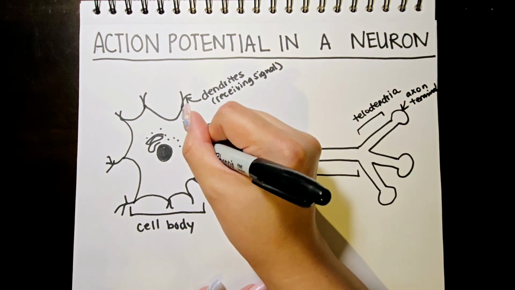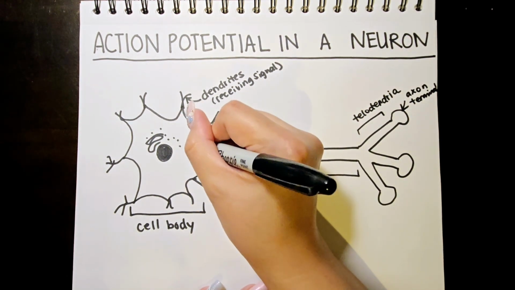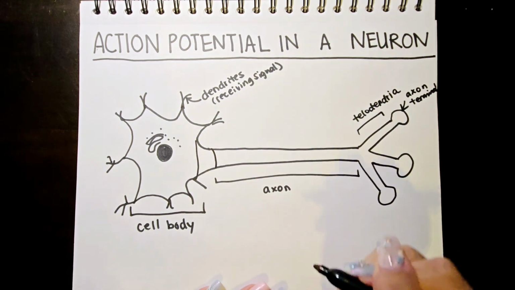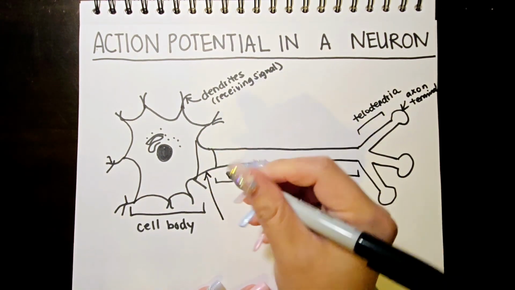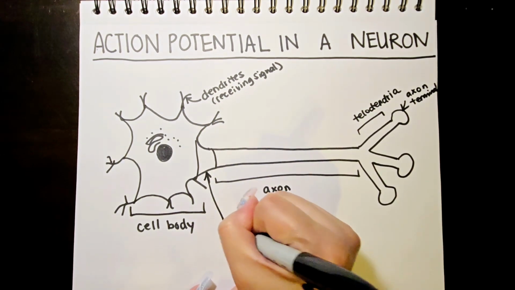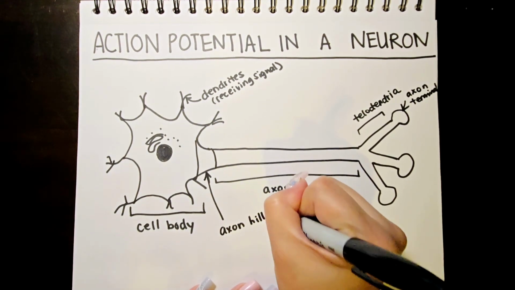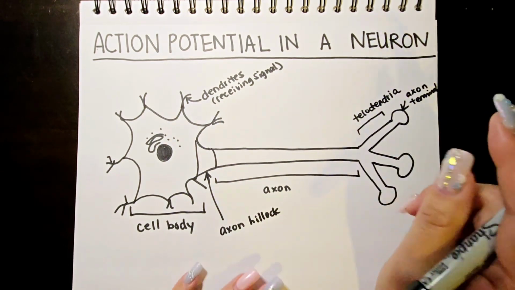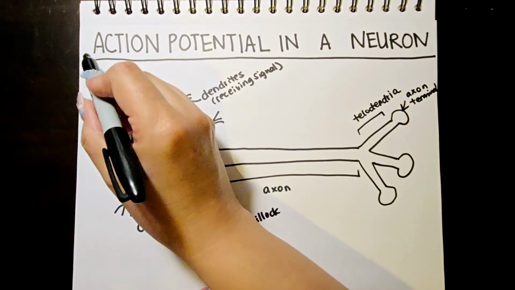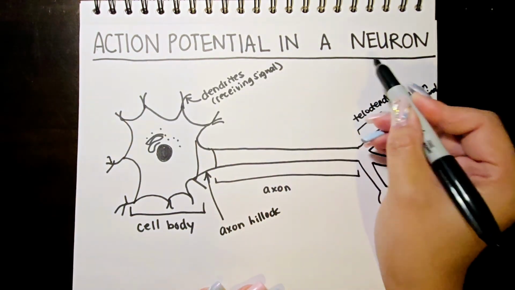This specific location right here, I'm going to bracket it like that, as the location between the cell body and the axon. That location right there is what we call the axon hillock. So what happens when we're trying to generate an action potential in a neuron?